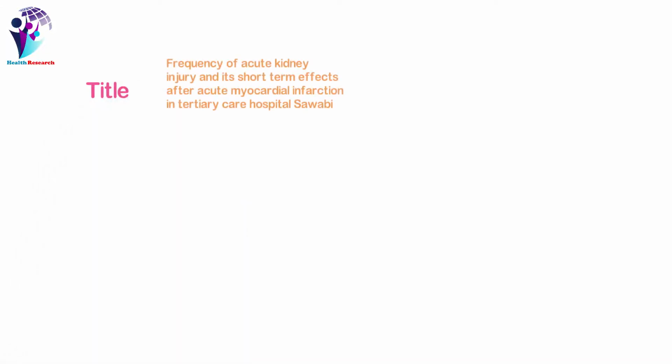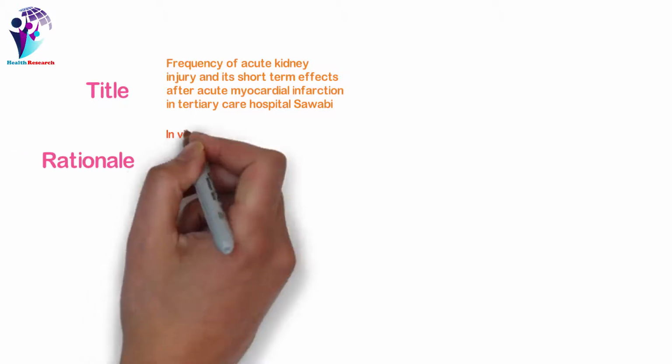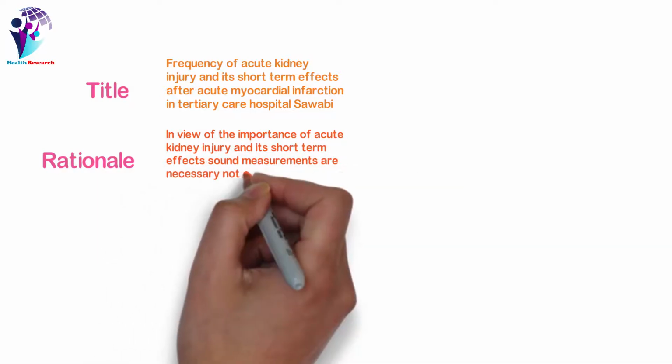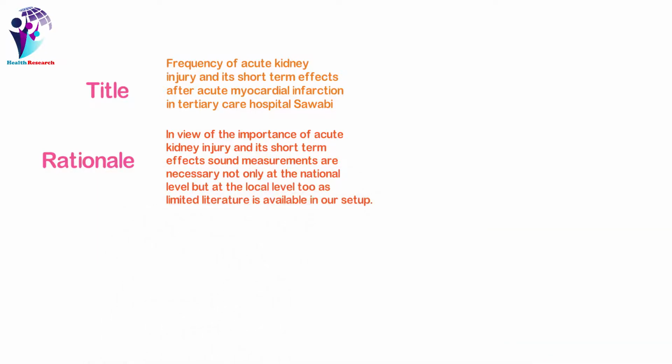For example, if the title is Frequency of Acute Kidney Injury and its Short-Term Effects After Acute Kidney Injury in Tertiary Care Hospital Swabi, the rationale will be something like this. In view of the importance of acute kidney injury and its short-term effects, sound measurements are necessary not only at the national level but at the local level too, as limited literature is available in our setup.